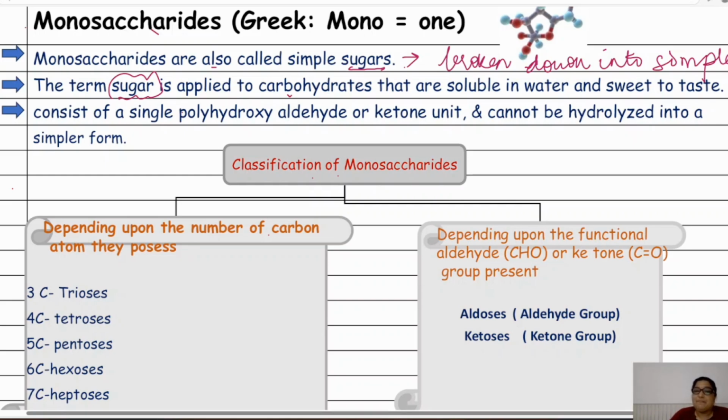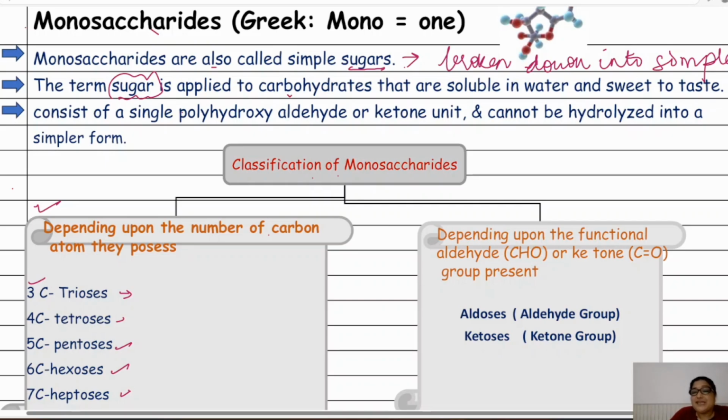And basically we can classify carbohydrates in two ways. One is depending upon the number of carbon atoms they possess. If there are three carbon atoms, the monosaccharides are trioses. If there are four carbon atoms, they are tetroses. If the carbon atoms are five, they are pentoses. If six, hexoses, and then heptoses.